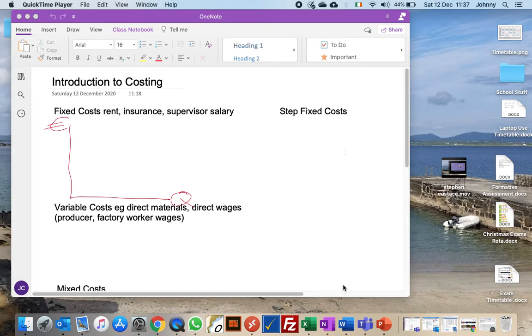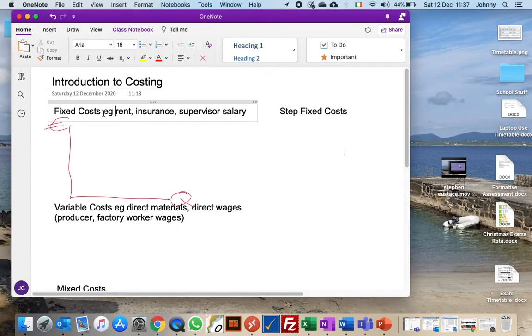So we're looking at the two main categories of costs that businesses will have. So we have fixed costs. These are costs that really remain the same across a range of production. So I'm putting down here examples of rent, insurance, the salary of a supervisor that we have. So think about a business that has, let's say, offices and a factory making stuff.